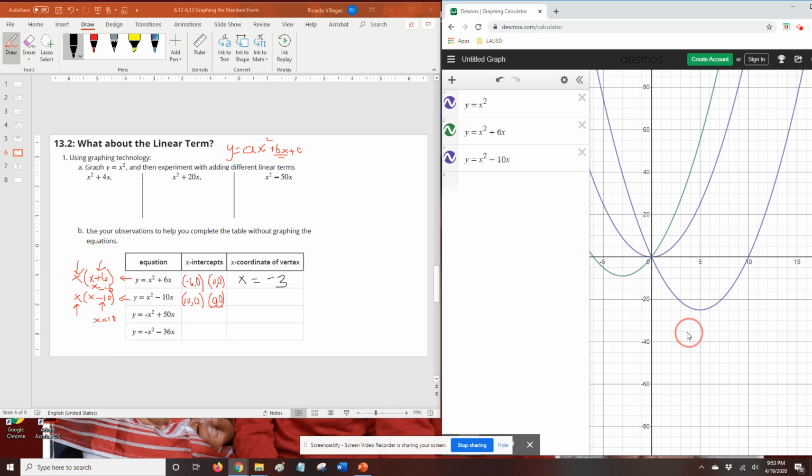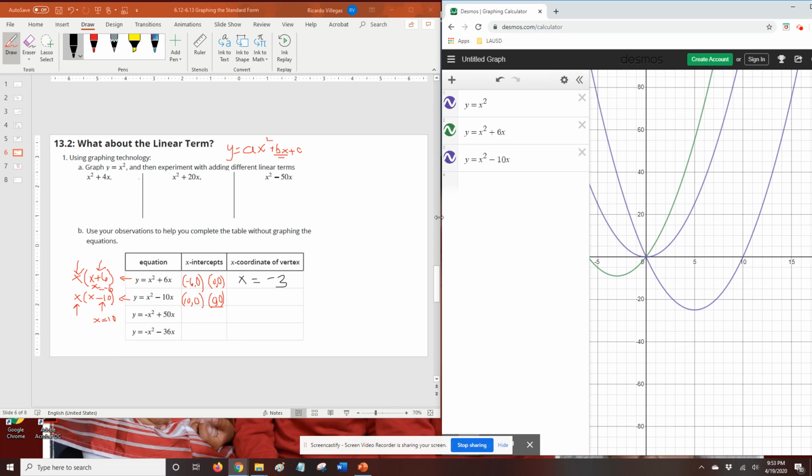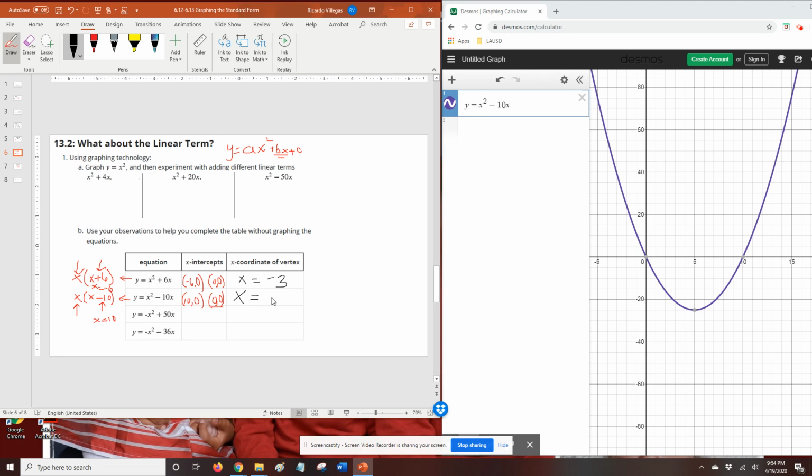Now, if the coordinates of our x-intercepts are 0, 0 and 10, 0, then what's in between? If I were to count to the middle between 0 and 10, the middle will be 5. And is that where the vertex is located? Yes, it is. So we would have x is equal to 5. Basically, the number in between my x-intercepts. Okay? So now that we talked about this, we can basically figure out in terms of our equations.